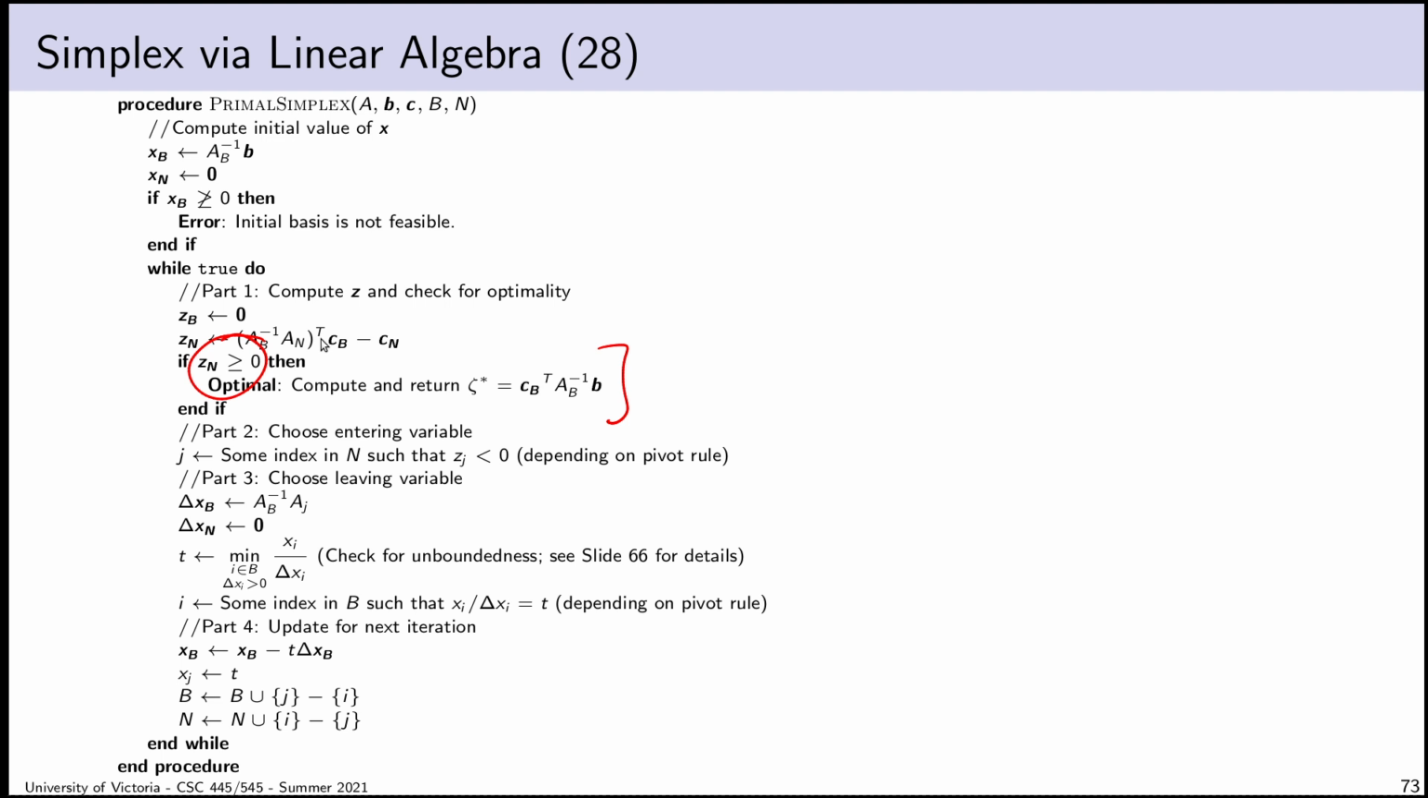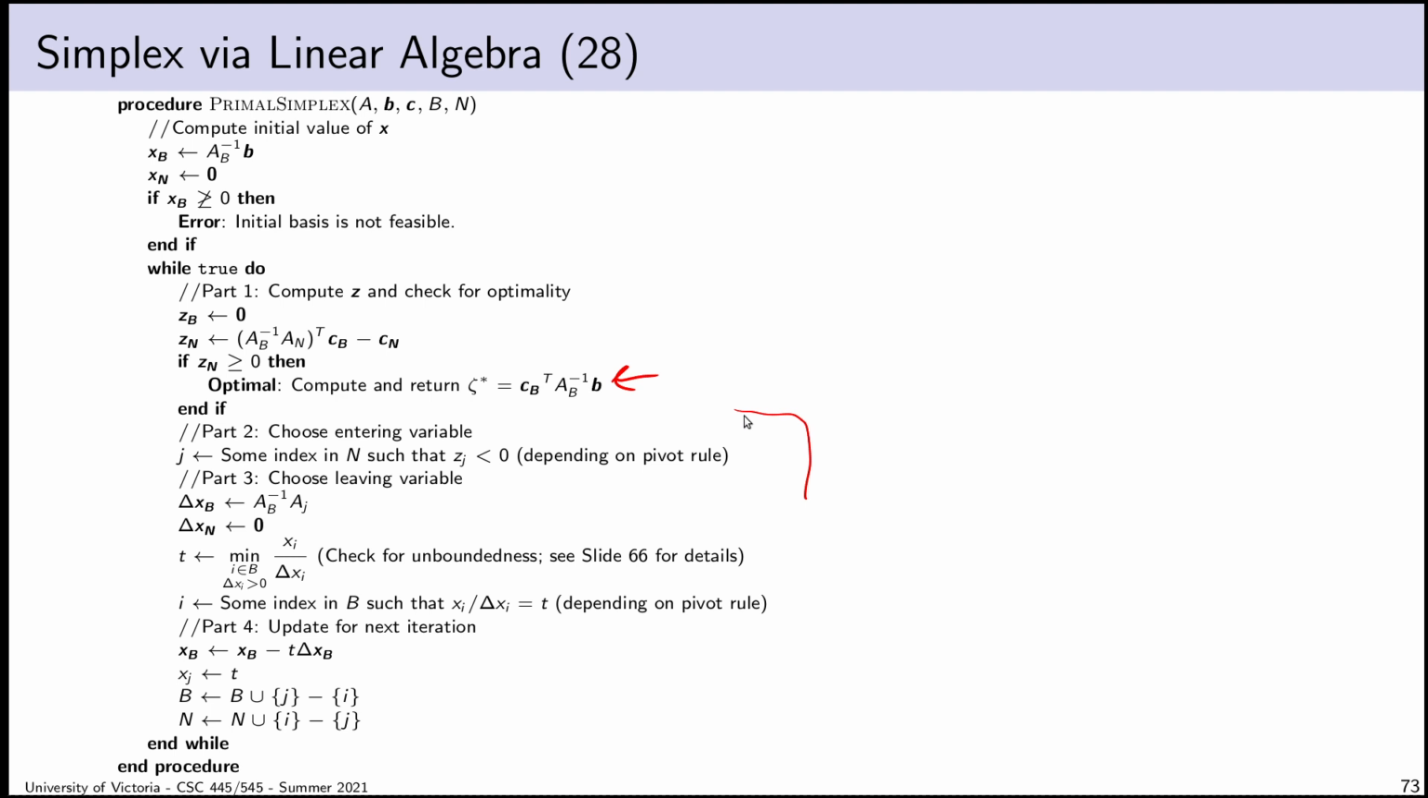That means that if zn is greater than or equal to 0, my dictionary is dual feasible. And because I assumed I have a feasible basis in my primal dictionary, I have a primal and dual feasible dictionary. That is the definition of optimality. So if I get to that point, I compute and return the objective value, and we're done. Otherwise, the dictionary is not optimal. It is not dual feasible, specifically.